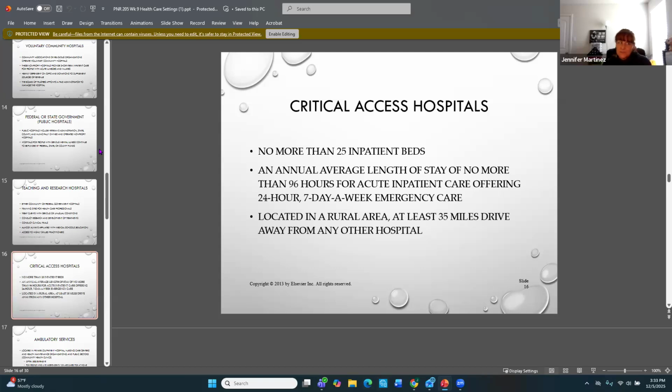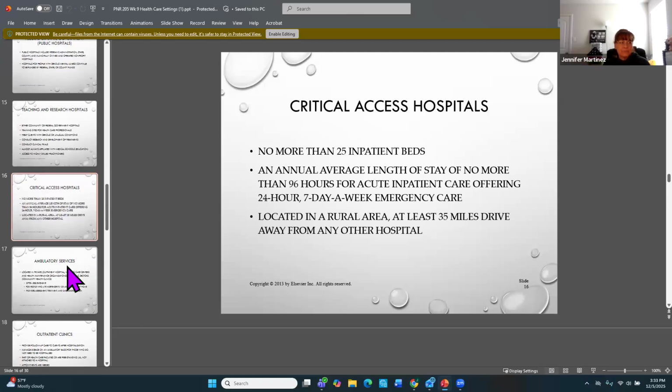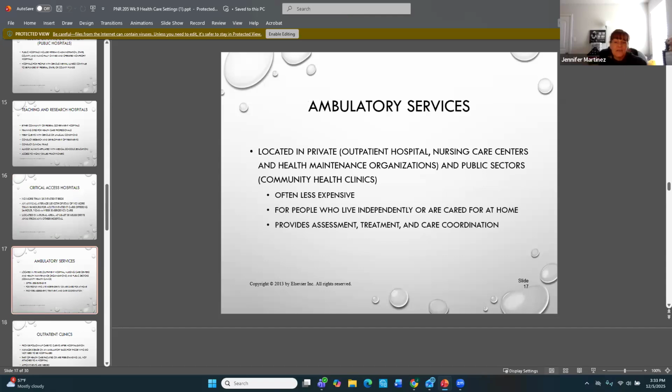Let's say there's a farming accident. What they can do is stabilize the patient, and then transfer them to a larger health system to continue their care. I know it's not the most exciting stuff. I apologize.